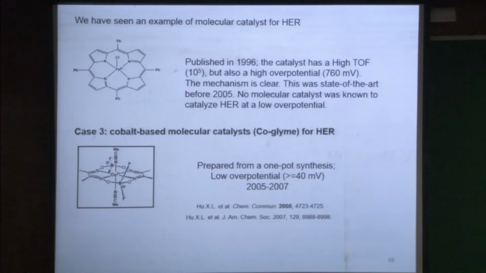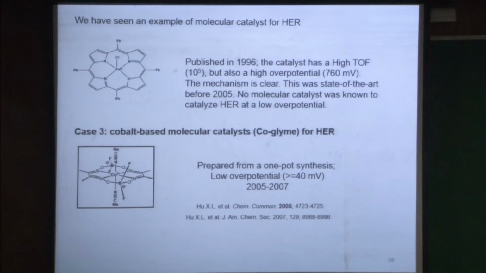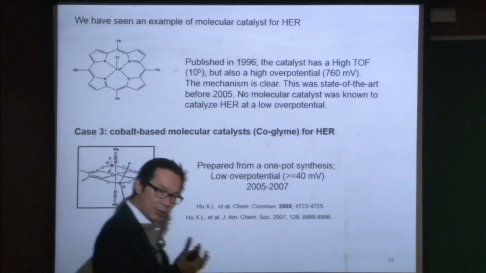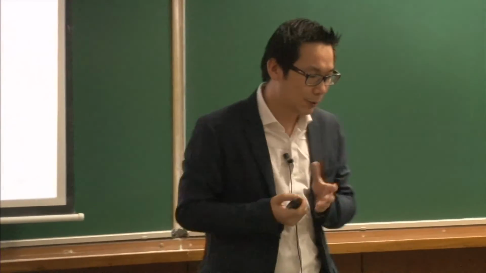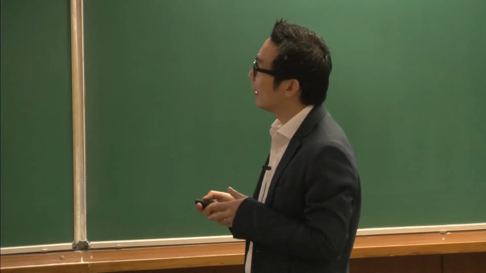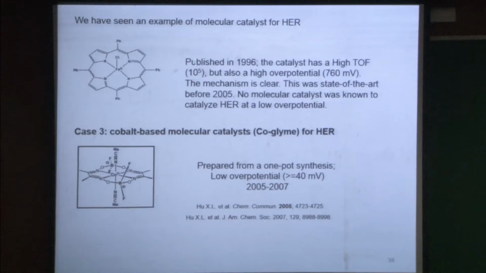The turnover frequency is relatively high. According to the fitting of rate constant, you can calculate a turnover frequency under standard conditions. That's about 10 to the 5th. The mechanism is relatively clear. You can follow a lot of them. So that was actually a long time state of the art. I mean, there are other systems, but pretty much have similar performance. They normally have a high overpotential. They have a pretty fast reaction rate, and they seem to be quite clear in mechanism.